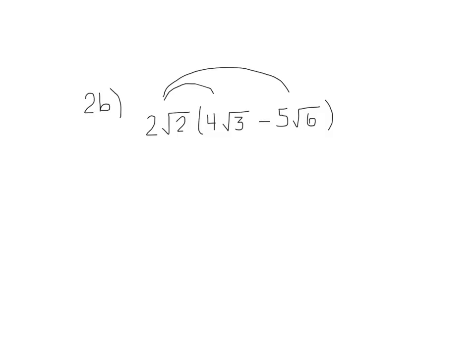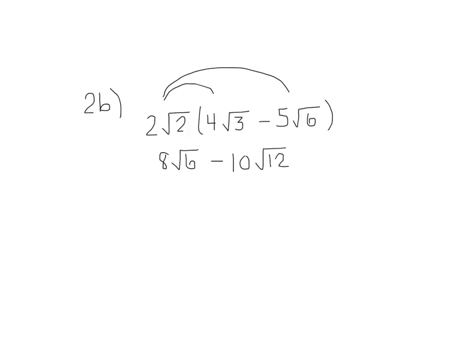So 2 root 2 times 4 root 3 would be 2 times 4, 8. Root 2 times root 3, root 6. 2 root 2 times 5 root 6 would be 2 times 5, 10. Root 2 times root 6, root 12.